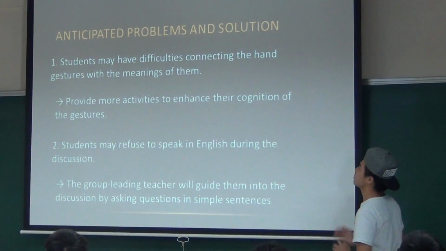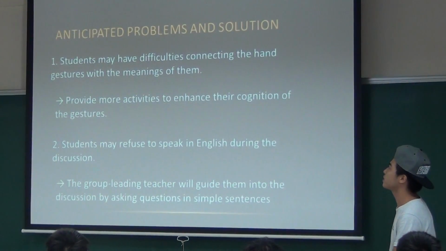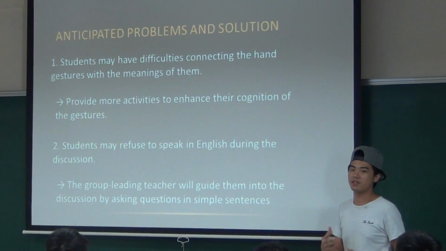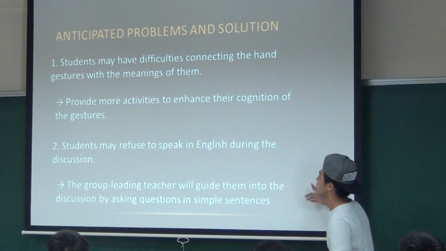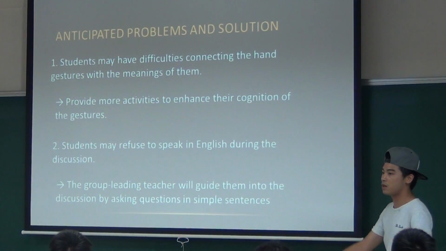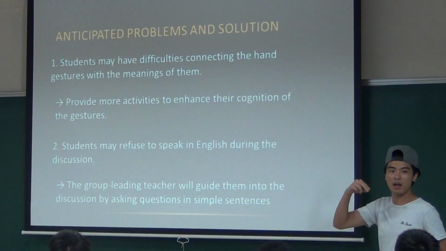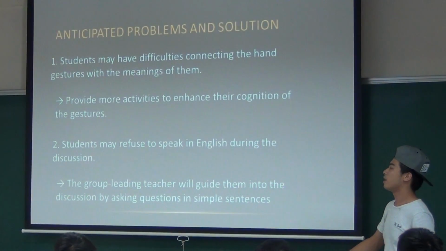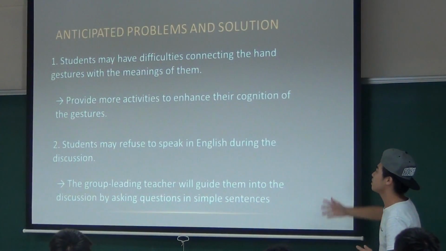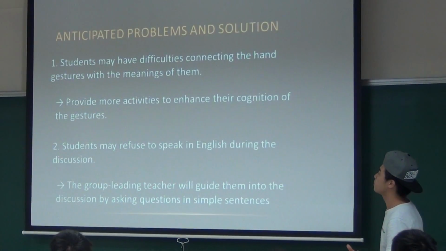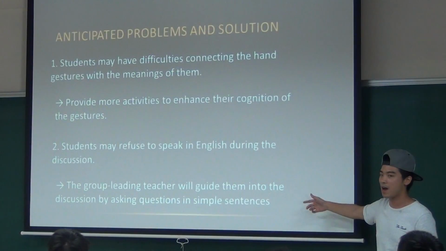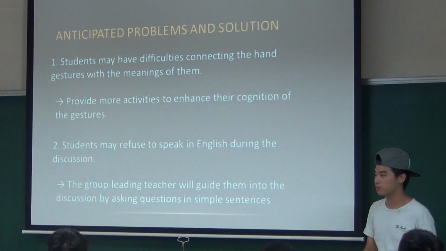Okay. And then this is the problem that we got. First, students may have difficulties connecting the hand gesture with the meaning of that because they didn't know. So we have to teach. And so we provide more activities to enhance their connection with gesture. So after they listen to our lessons, they got an impression of the gesture. And number two, students may refuse to speak English during the discussion. The group leading teacher might guide them. So each group got a teacher and a leader.